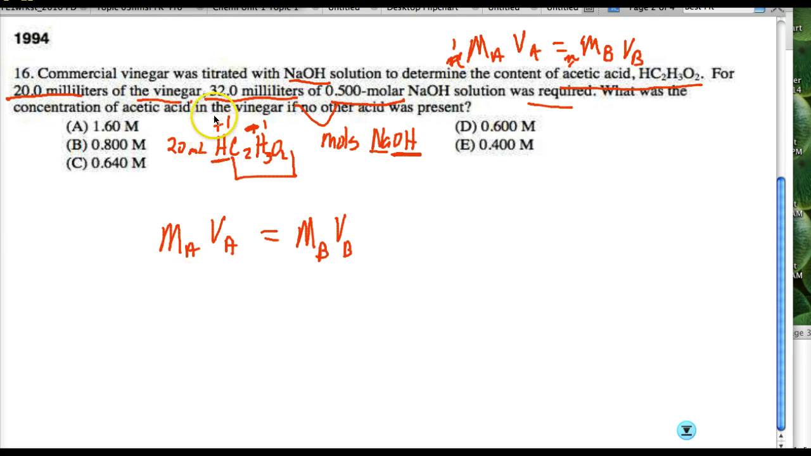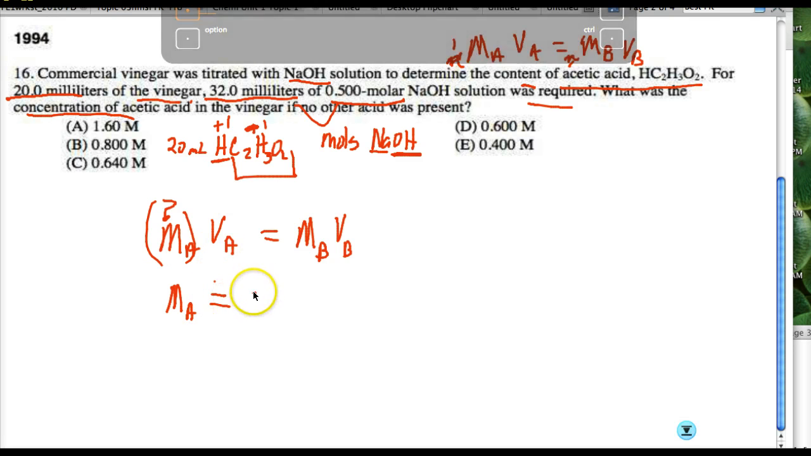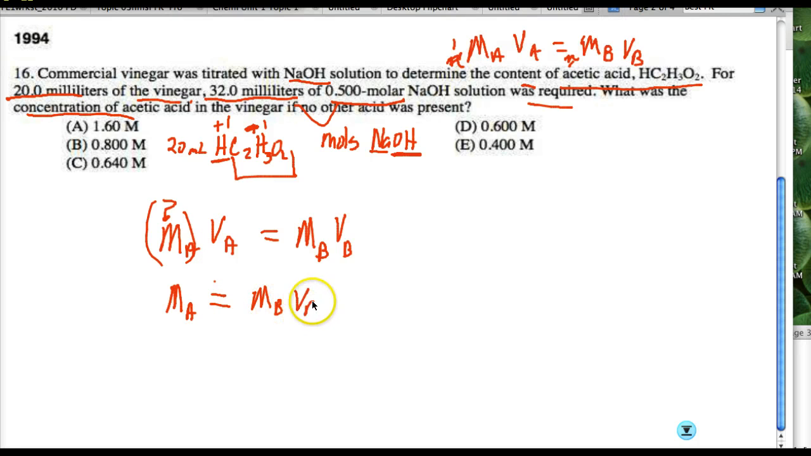So what do they give me? What are my moles of acid? What am I looking for? To determine the content, what was the concentration of the acetic acid if no other acid was present? So I'm looking for concentration. That's my question. So let's fill in. We've got the molarity of the acid, and I can rearrange this, right? So molarity of the base times the volume of the base divided by the volume of the acid.